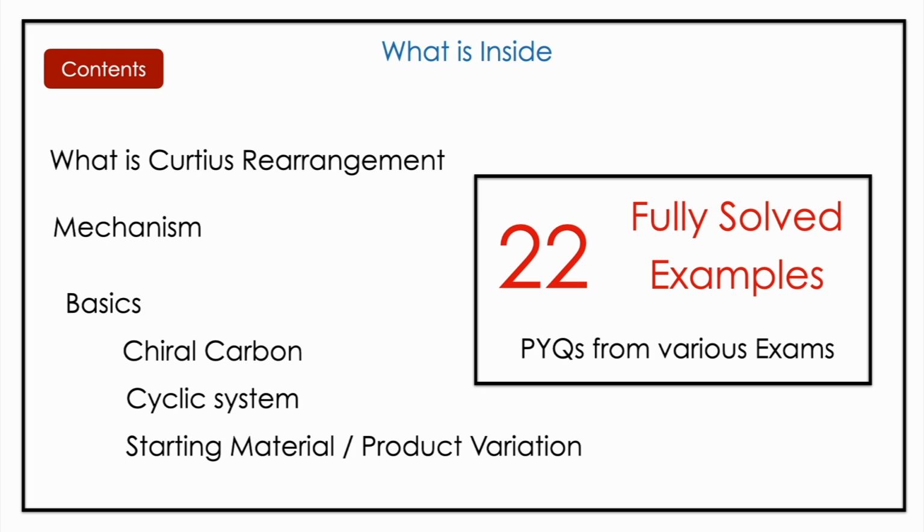What is inside this video? At first, we are going to see what the Curtius rearrangement is and the mechanism behind it. The discussion includes basics, such as the chiral carbon and cyclic system involved in the rearrangement, and notes on starting material and product variation. Very important, we are going to see 22 fully solved examples from various examinations. They are completely solved as much as I can, so utilize the PYQs.